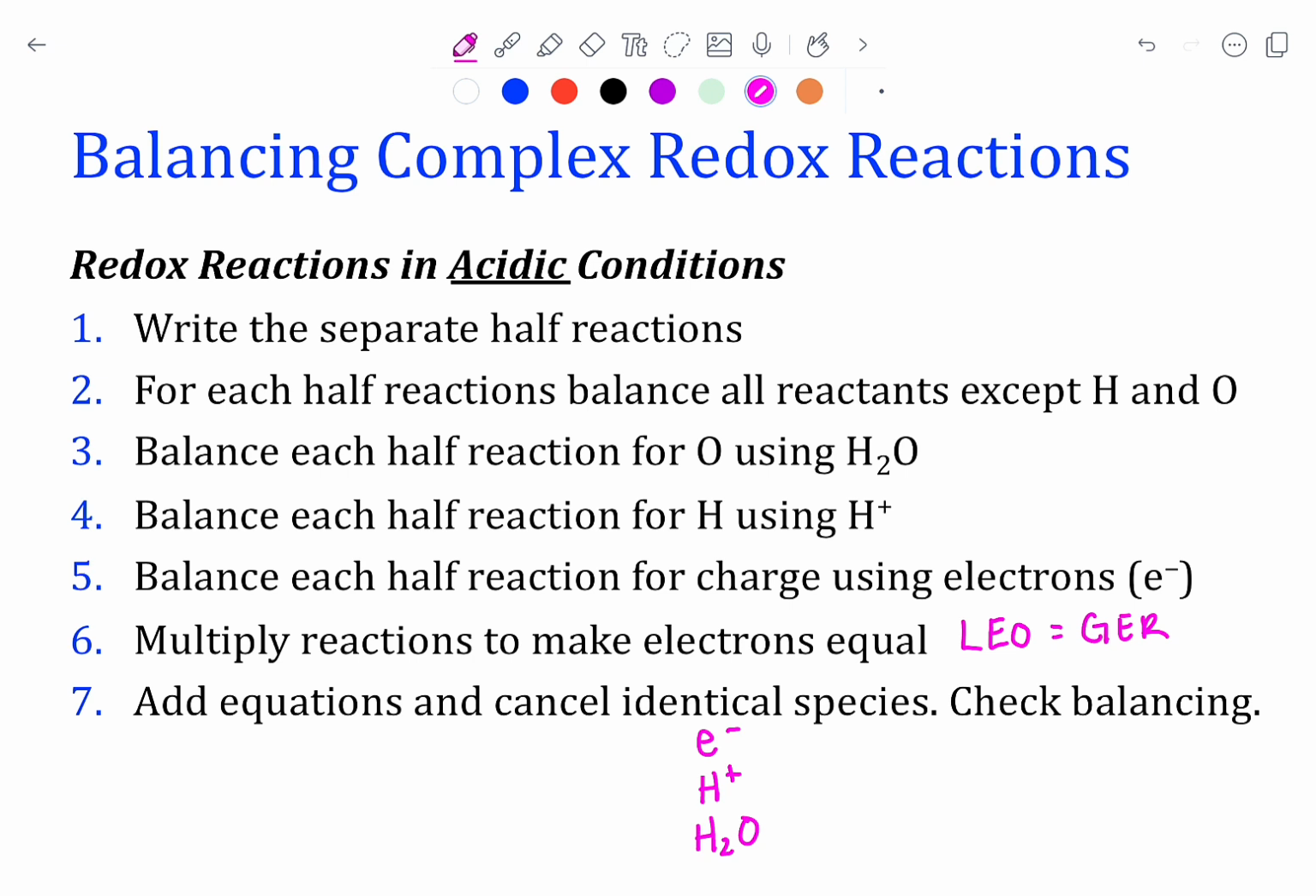Your number of moles and molecules of each compound and element should be the same on either side, because if it's not balanced, then you did one of your first 6 steps incorrectly.